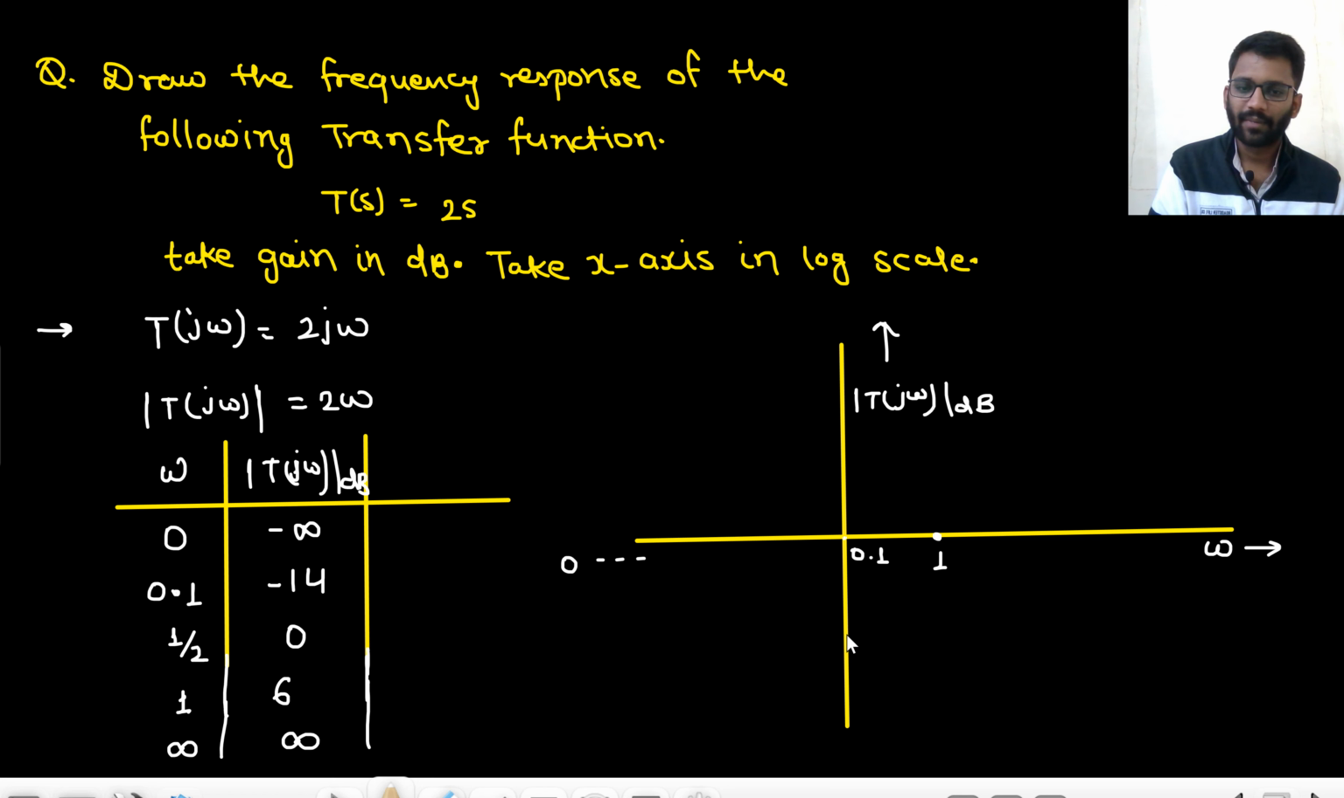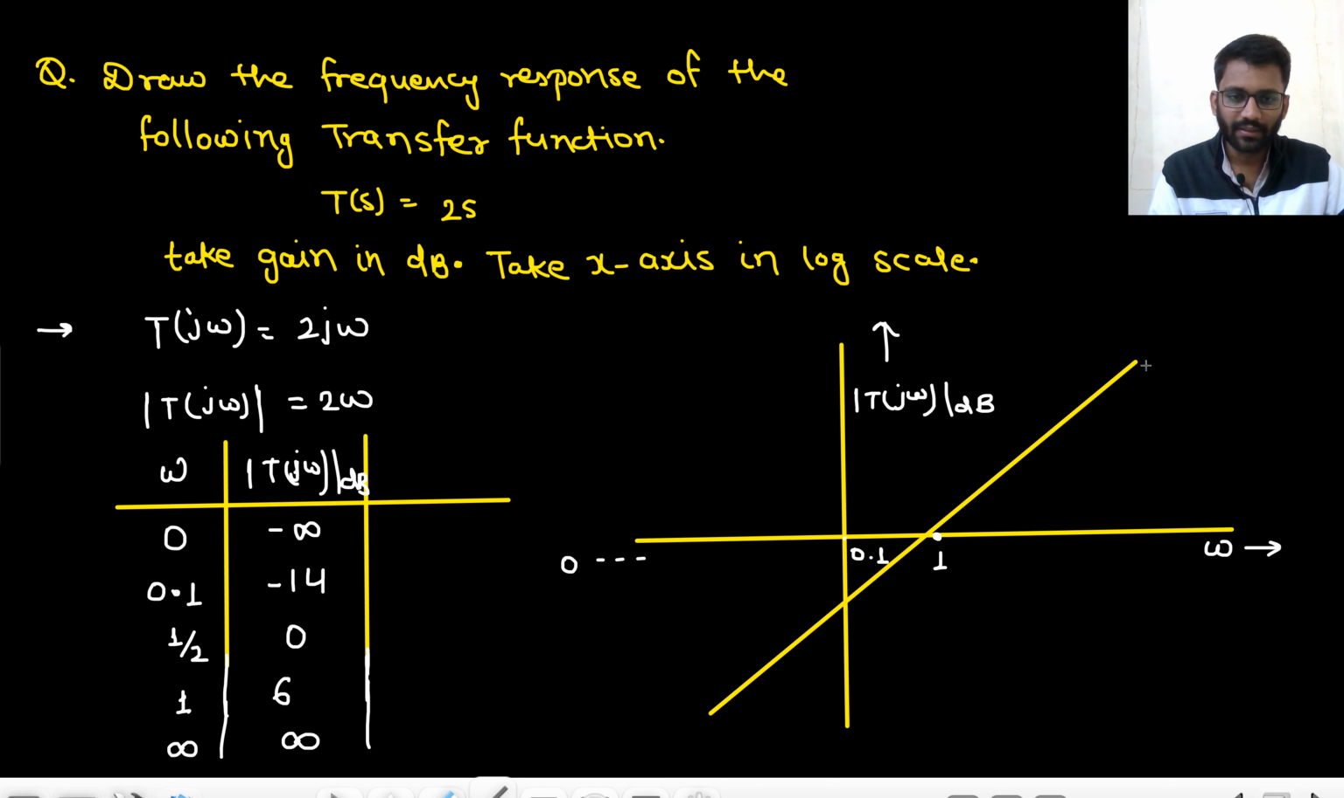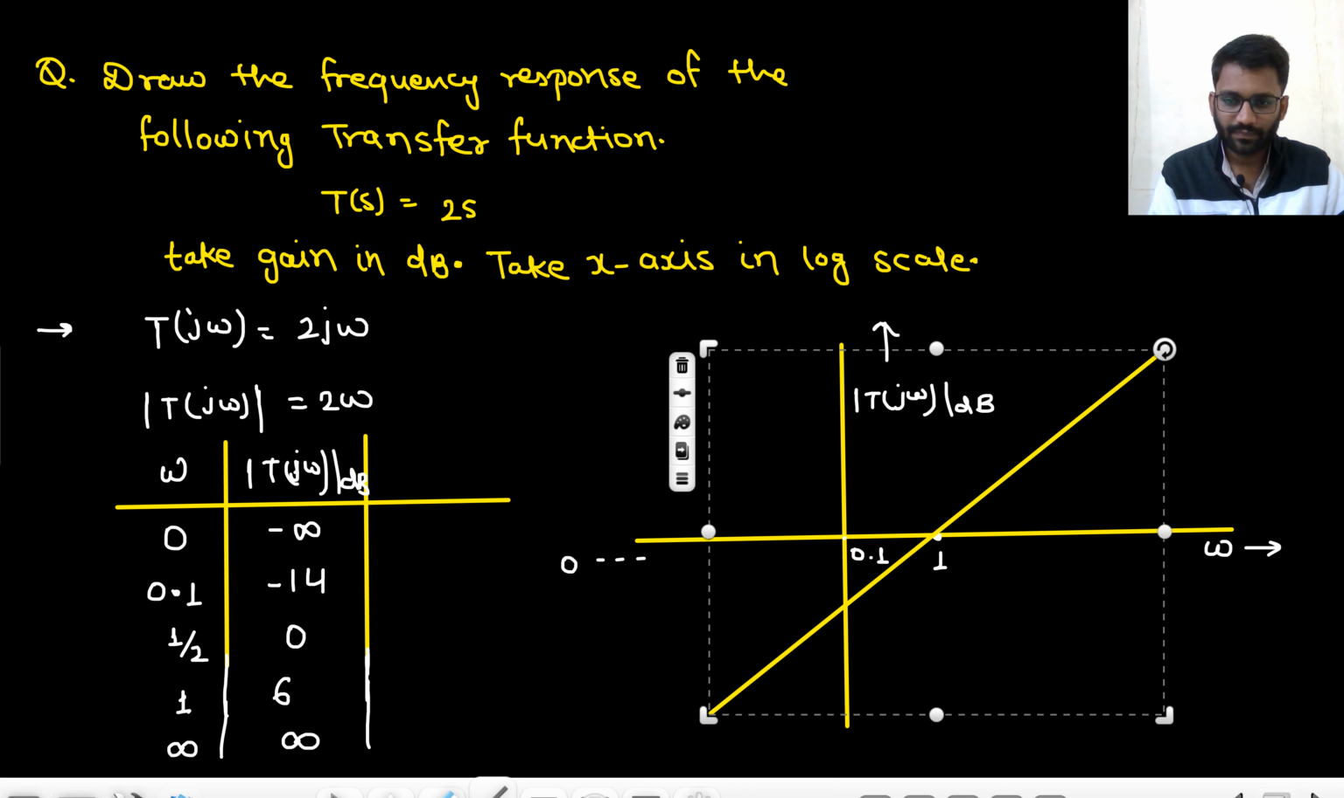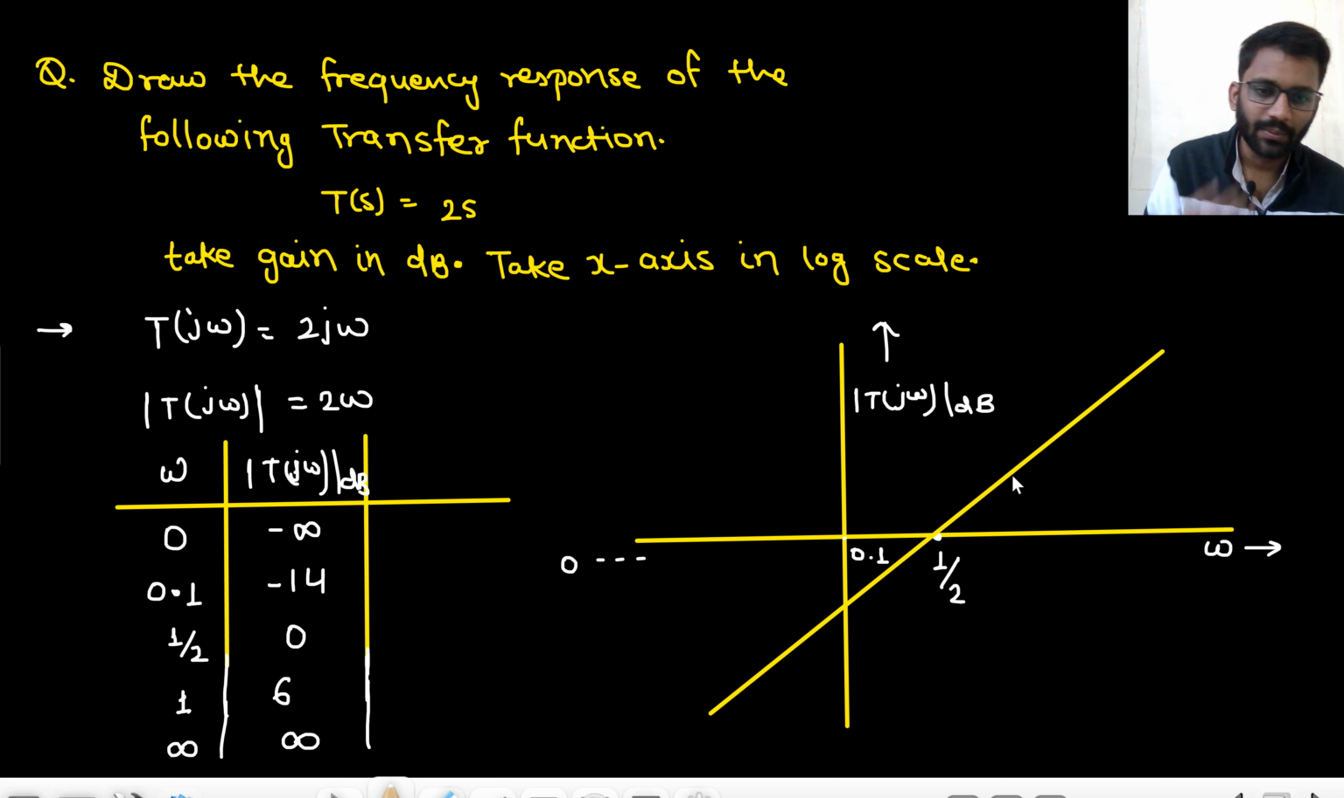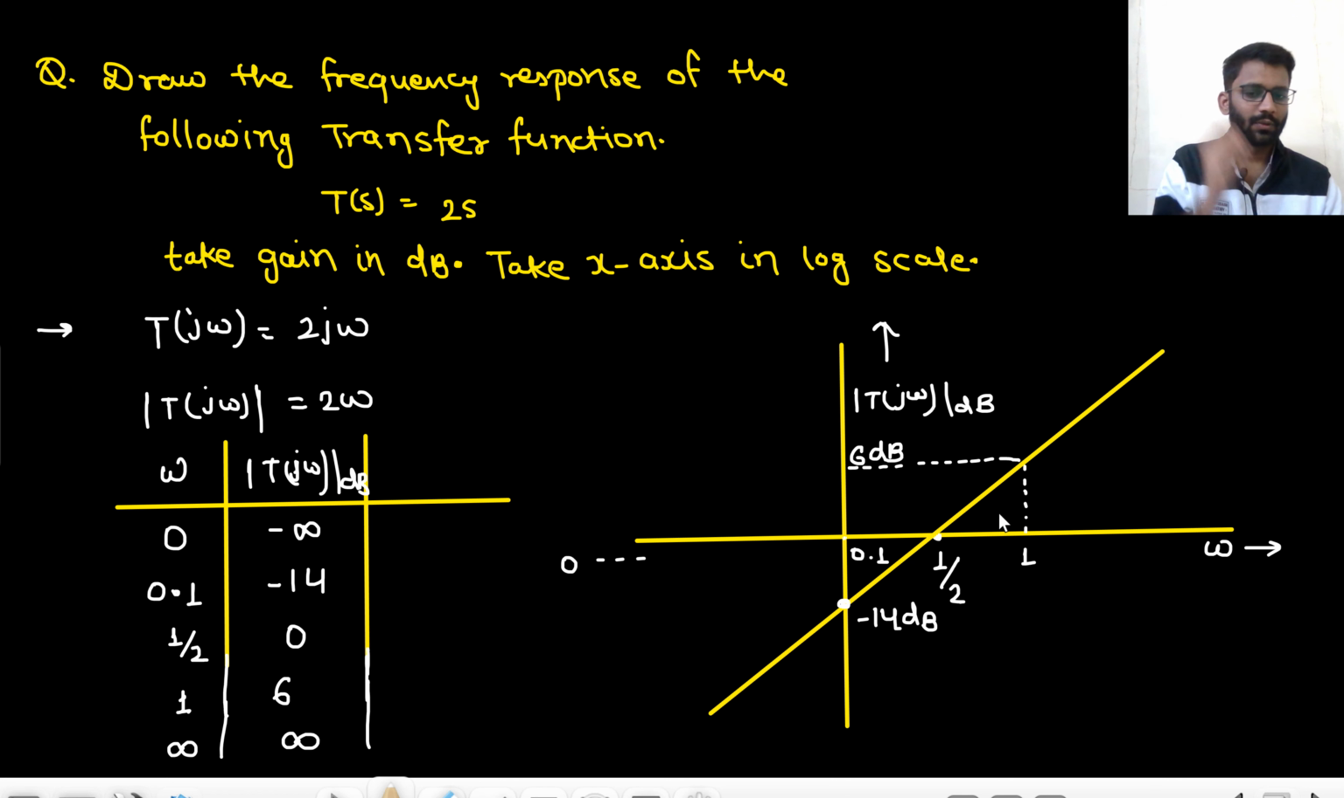So at 0.1 you are having minus 14, basically you are going from minus infinity to infinity. At 1/2 you are having 0, so I will make this as 1/2, this as 1/2, okay, and at 1 you are having 6 dB. At 0.1 you are having minus 14 dB. Can you guys find the slope of this line? Slope, what will be the slope?